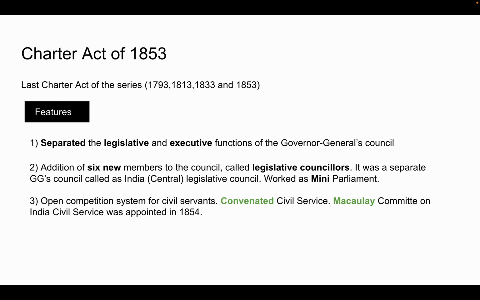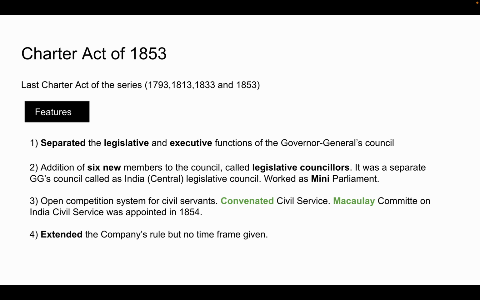And in the same regard, there was a committee formed on Indian civil service in the year 1854, which is called the Macaulay Committee. The pronunciation may vary. Now moving on to the next feature.